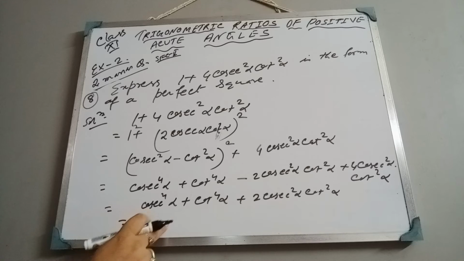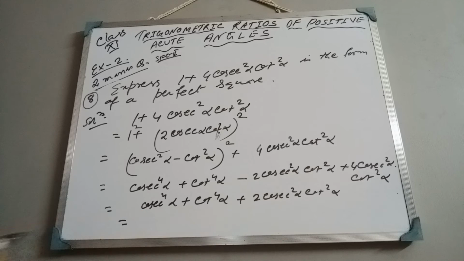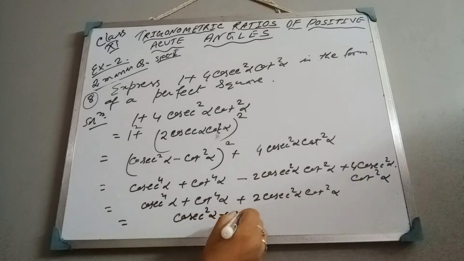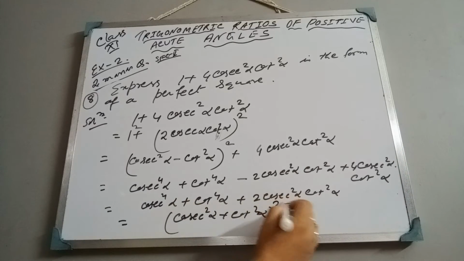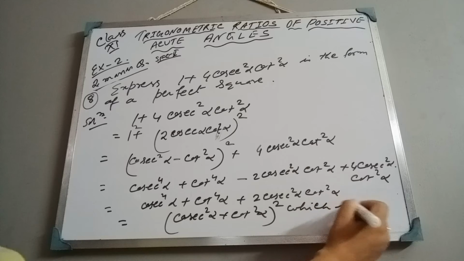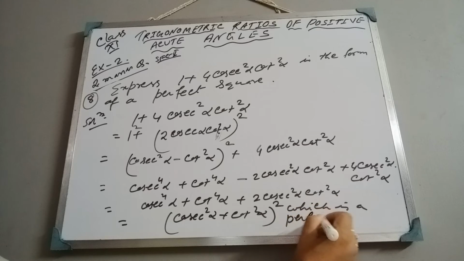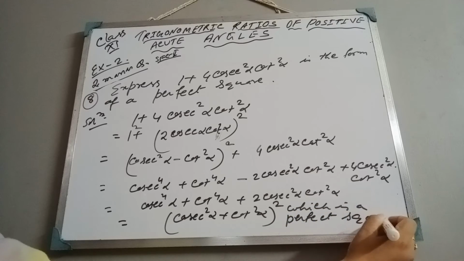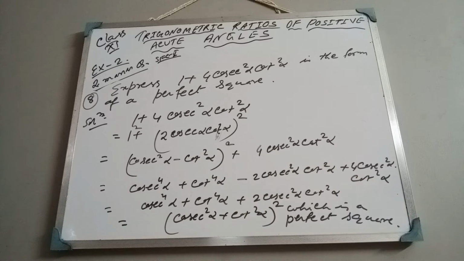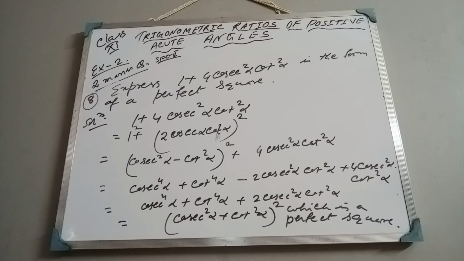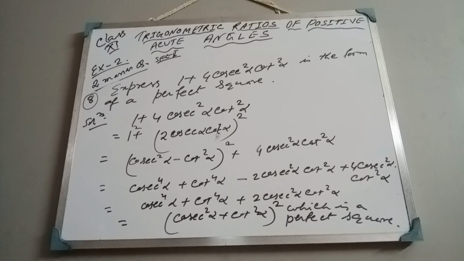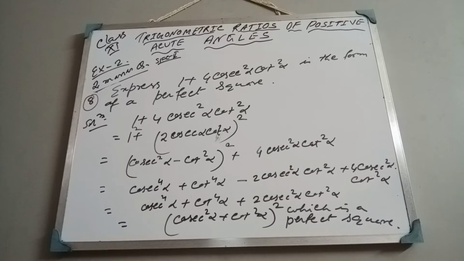That means cosec square alpha plus cot square alpha whole square, which is a perfect square. This only we have to show, this only we have to express: 1 plus 4 cosec square alpha cot square alpha in the form of a perfect square. Now this is a perfect square. Okay, next sum number 9 part 1 we will do.